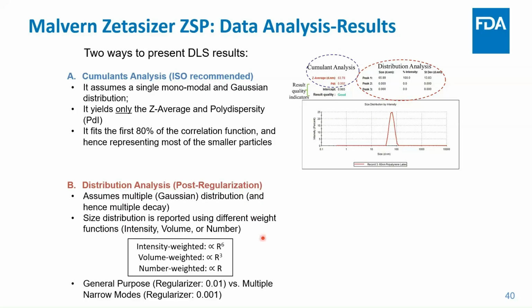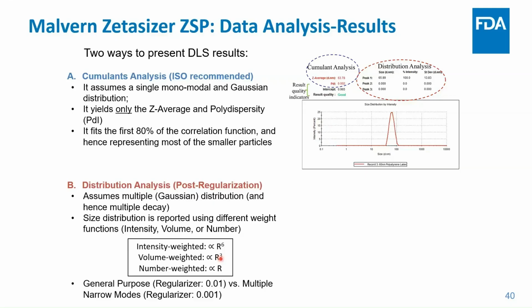Right, so then this last part is kind of the most important part of this, is that the size distribution reported here is the intensity initially of the regularization, is the intensity distribution. And that's totally fine. And I stand by using regularization or distribution analysis for the intensity weighted distribution. So if it says intensity distribution, that's still looking at R to the 6.